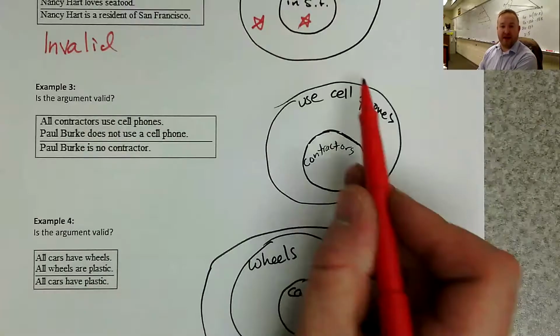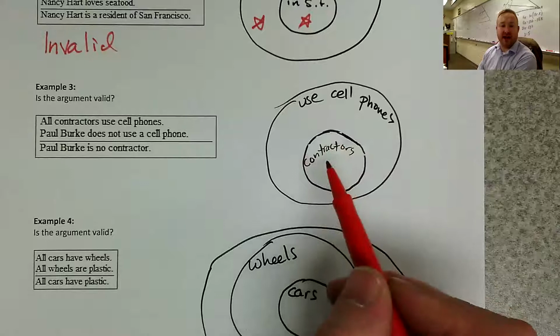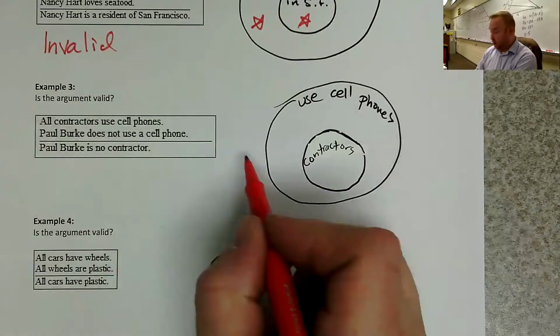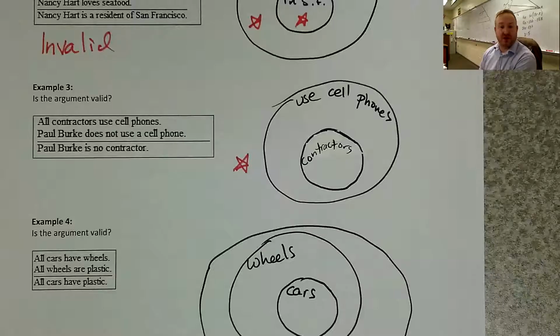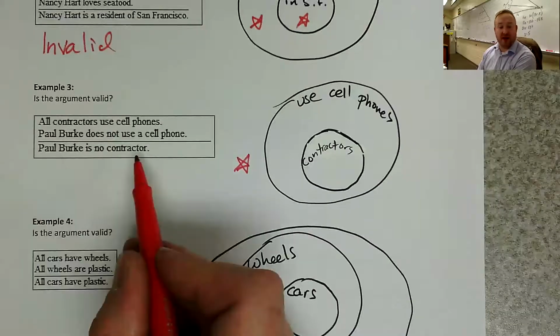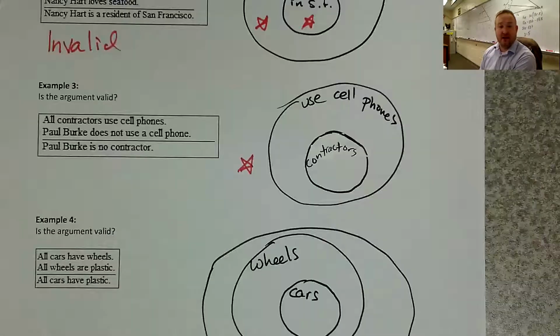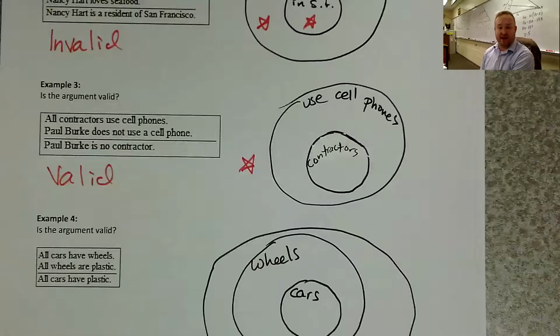Okay, all contractors use cell phones. So here I have everybody who uses cell phones and all contractors are inside that. Paul Burke does not use a cell phone. So Paul Burke is somewhere on the outside of the cell phone circle. Does that mean that Paul Burke is not a contractor? Yeah, Paul is definitely outside of the contractor circle. So I would say that is definitely a valid argument.